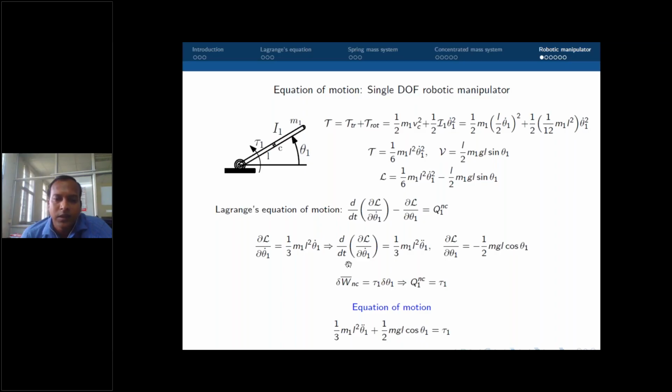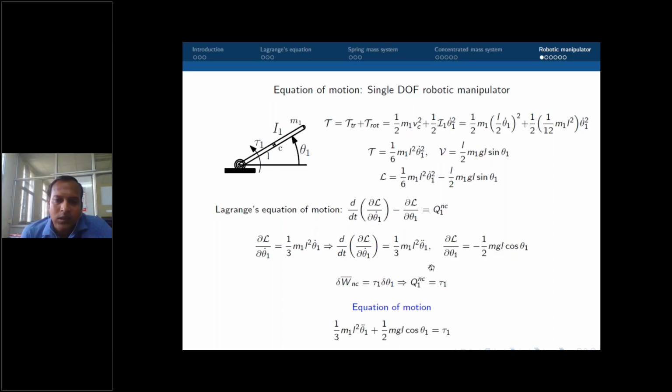Then take the time derivative of it, that is 1/3 m L square theta 1 double dot. The second quantity is del L del theta 1, the derivative with respect to theta 1, that is minus half mg cos theta 1. And the virtual work associated with it is defined below. Tau 1 is the externally applied torque, and the virtual angular displacement is delta theta 1. So this is the virtual work, tau 1 delta theta 1. From this expression we get the generalized force.